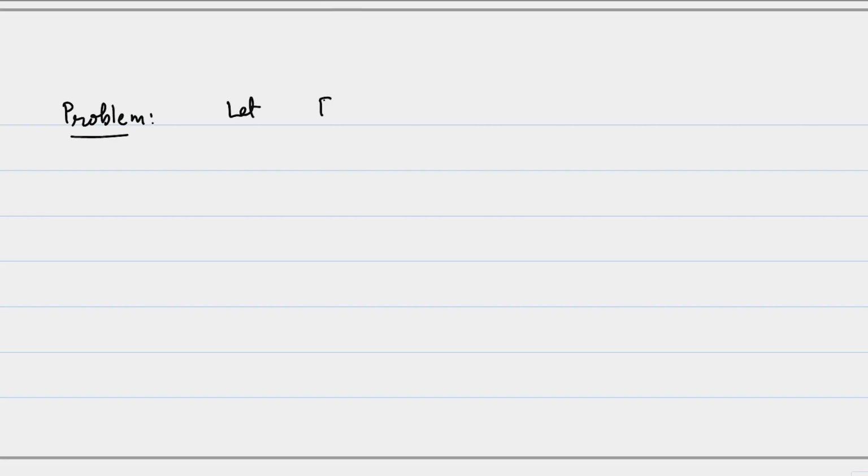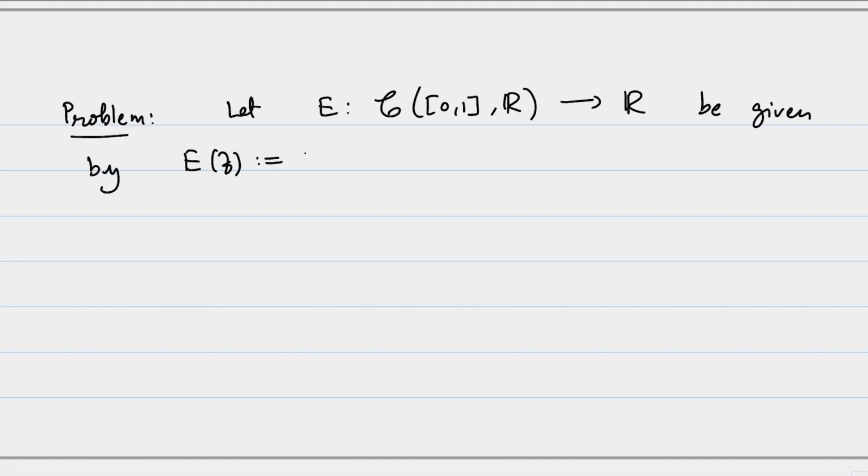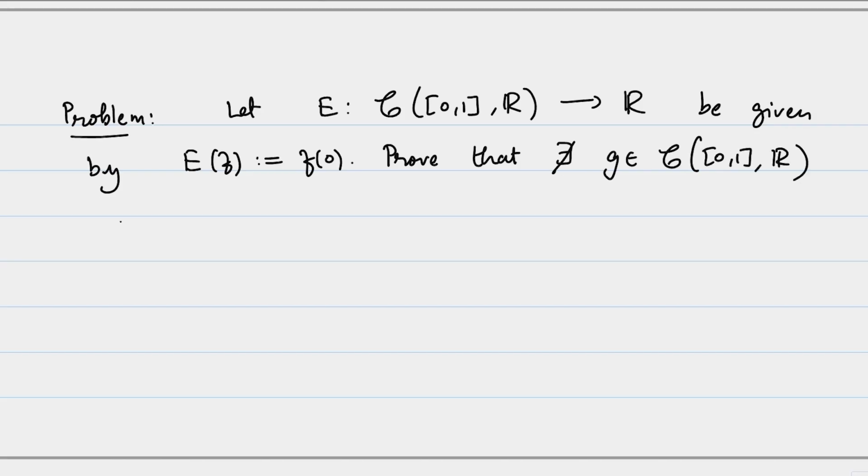So let E from C[0,1] to R be given by E of f is defined as being equal to f of 0. Prove that there does not exist a G in C[0,1] such that E of f is equal to the inner product of f with G for all f in C[0,1].